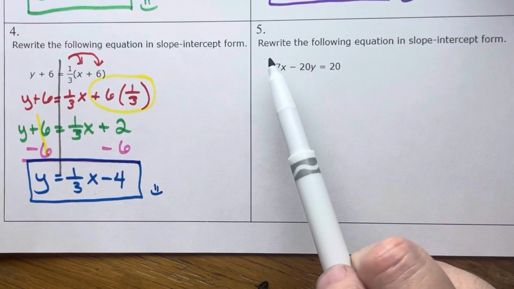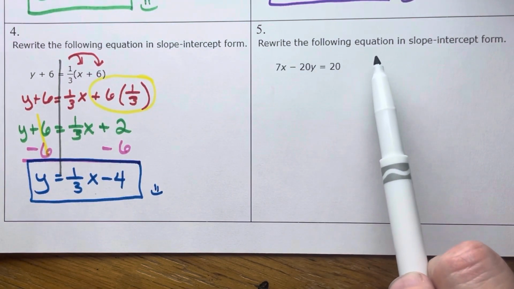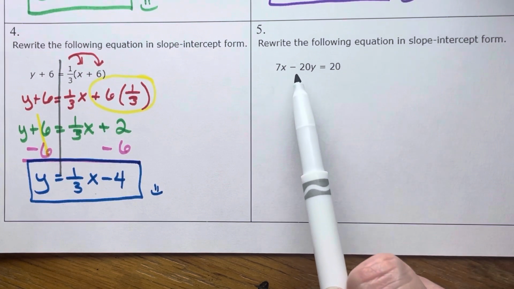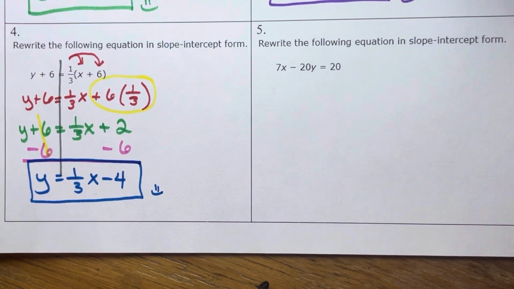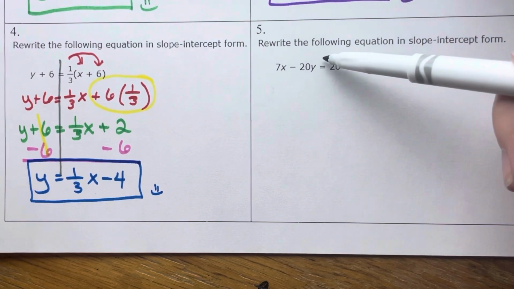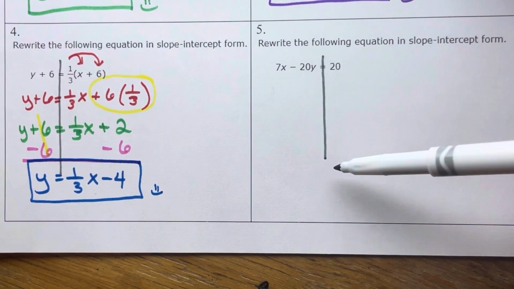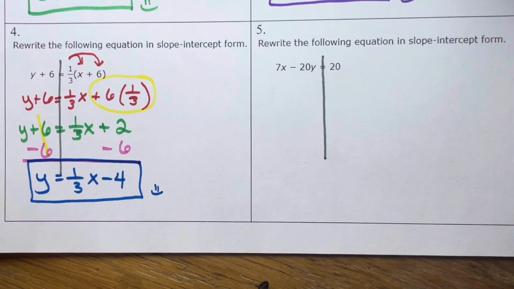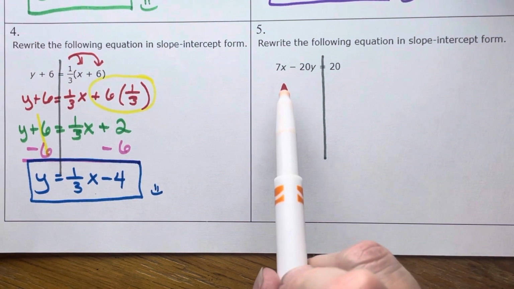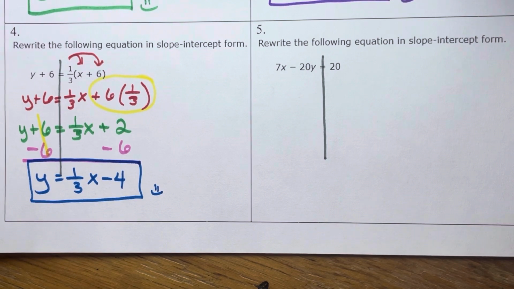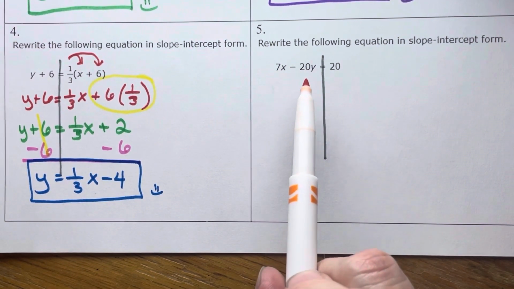For our fifth and final example, we're going to rewrite the following equation in slope-intercept form, having been given 7x minus 20y equals 20. So this equation looks a little different than the other ones that we've worked through in this lesson, but we still started by drawing our river. Gotta have that river. It's just helpful for your brain, for your thoughts to stay organized. Now we do not have any parentheses, and thus we don't need to distribute anything in this problem.